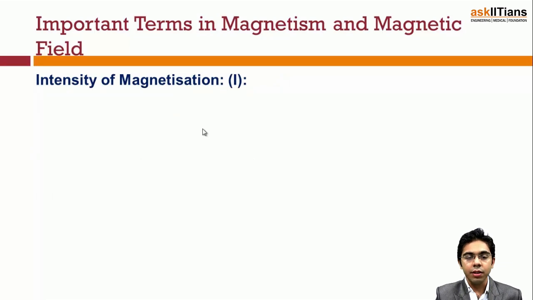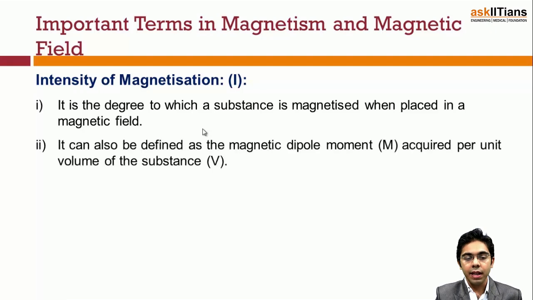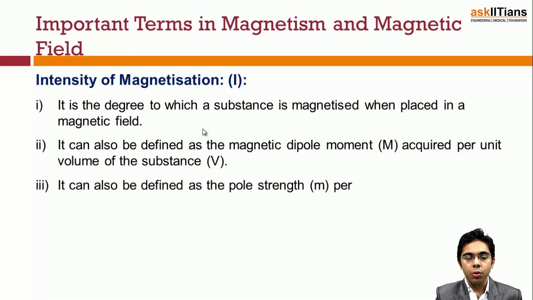Now let's proceed. Now, intensity of magnetization. If you look at the intensity of magnetization, we denote it by I. And what does it mean? It is the degree to which a substance is magnetized when placed in a magnetic field. Remember the definition. It can also be defined as the magnetic dipole moment M acquired per unit volume of the substance, that is M by V. It can also be defined as the pole strength per unit cross sectional area of the substance.